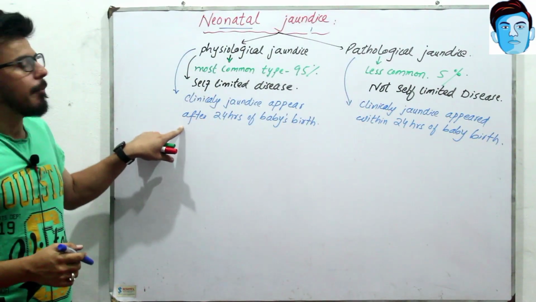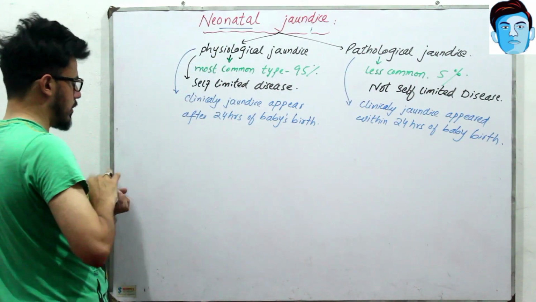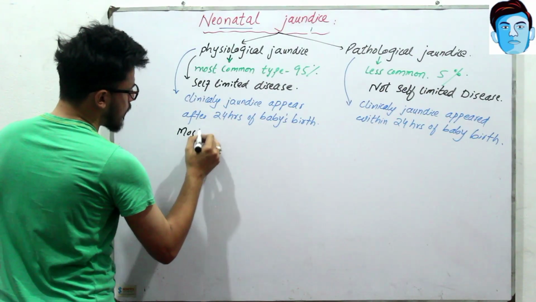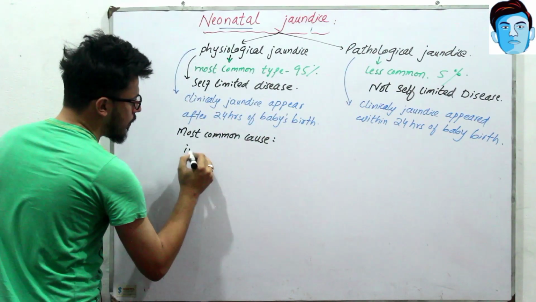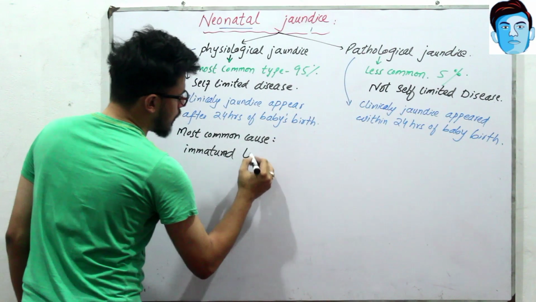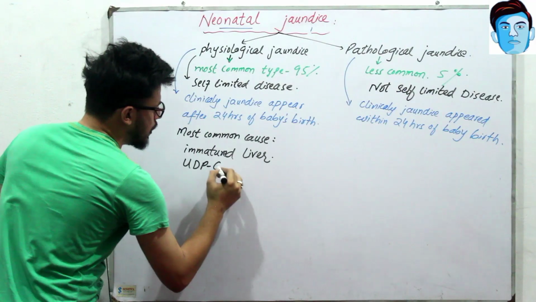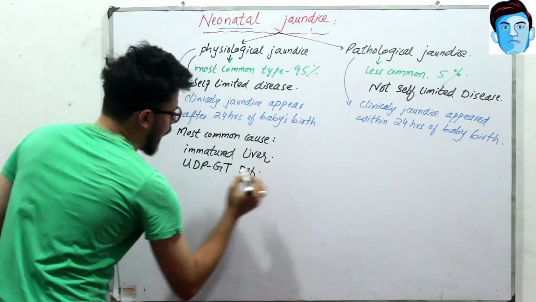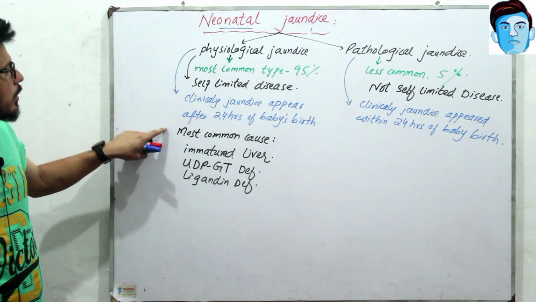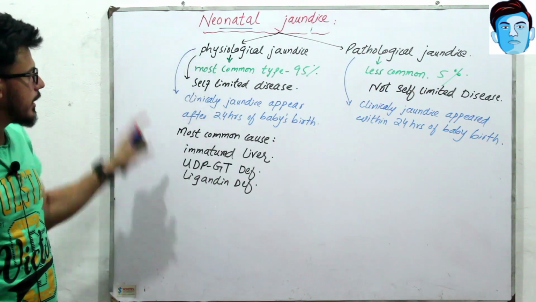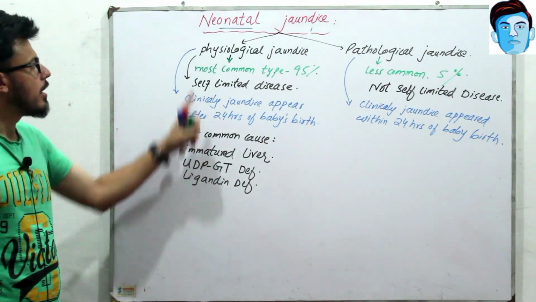Now, what are the major causes of physiological jaundice? The most common cause of physiological jaundice is an immature liver. Also, there is UDP-GT deficiency or ligandin deficiency. I will be discussing it in detail in a while. So till now, just remember the most common cause of physiological jaundice is an immature liver. Also, UDP-GT deficiency or ligandin deficiency can cause physiological jaundice.